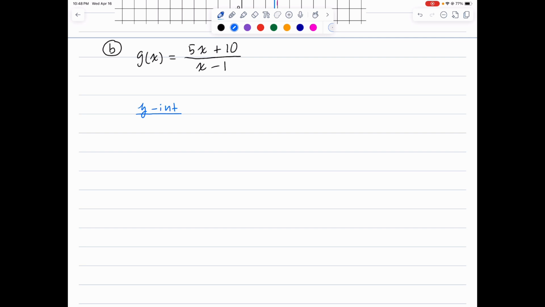So, to look for our y-intercept, I'm just going to do g of 0. Okay, so that's just going to be 5 times 0 plus 10 over 0 minus 1. So that just ends up equaling 10 over negative 1, which just gives us negative 10. So we have our y-intercept at negative 10. So then we're going to want to do our x-intercepts, if there are any.